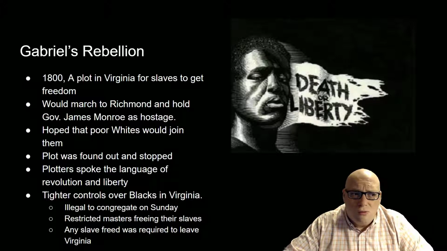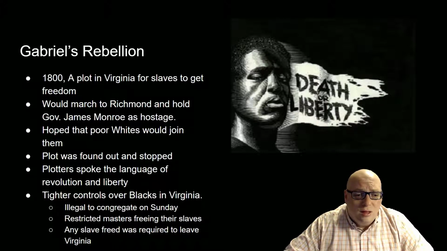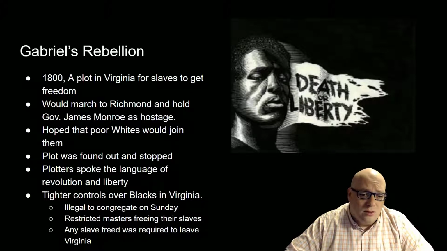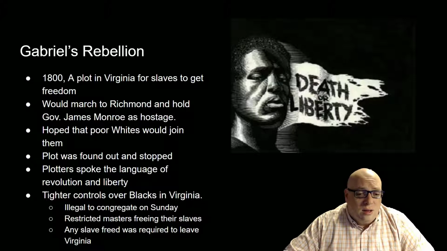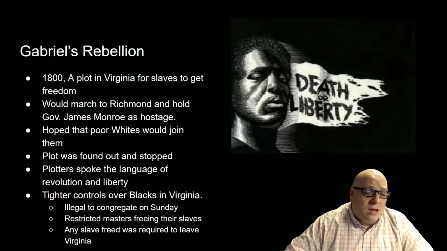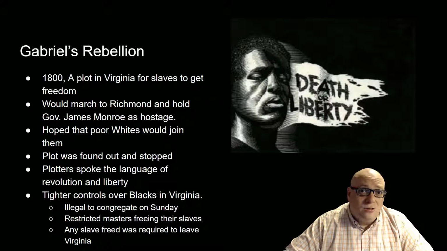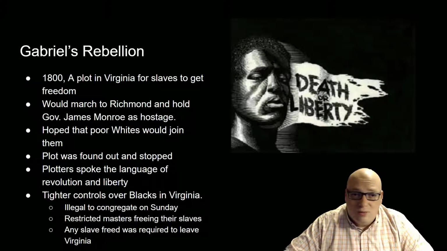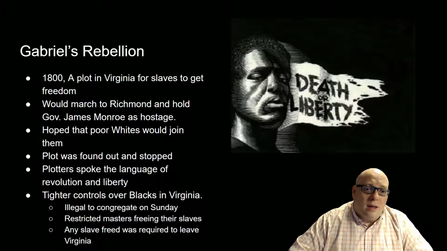What is going to be the overall impact of this is you're going to actually have tighter controls, especially in Virginia, against blacks. One of these ideas is that African Americans are not going to be allowed to congregate on Sunday together. They put more restrictions on the ability for masters to actually free their slaves. And if there were slaves that actually were freed, they were required to leave the state of Virginia. And if they did not, they would be sold back into slavery.